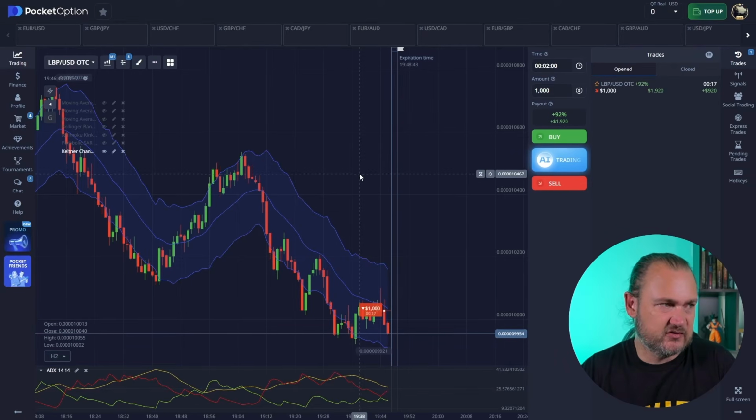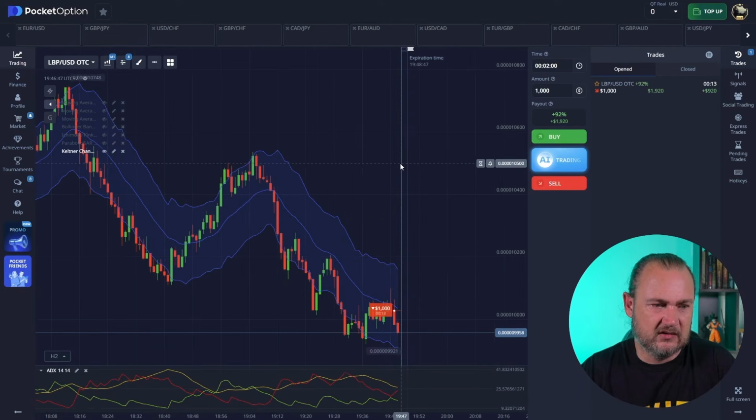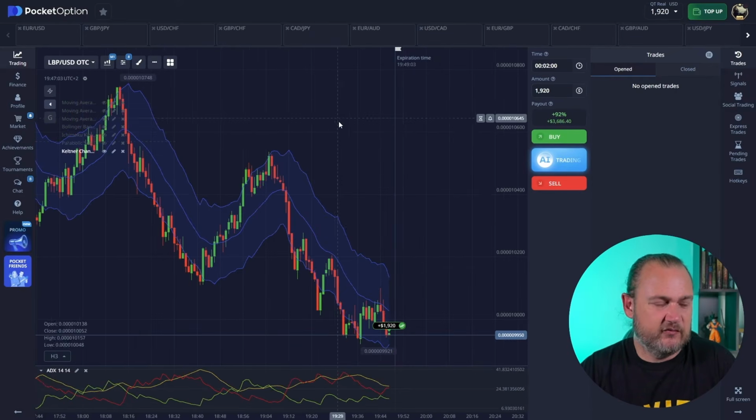That's a good rejection of the Keltner middle line. Very decent trade. A couple of seconds left and we'll be done. There we go. Let's see if we can pick up another one.